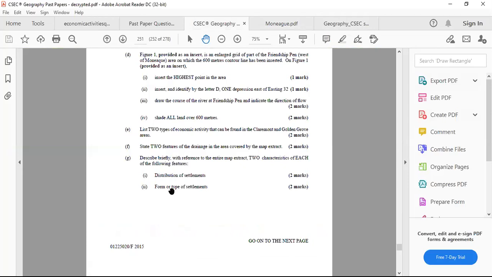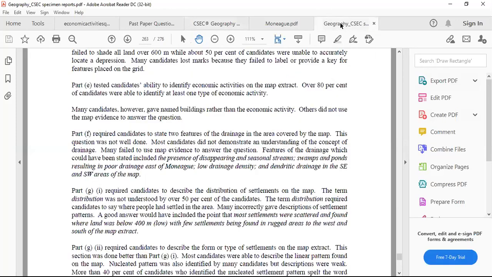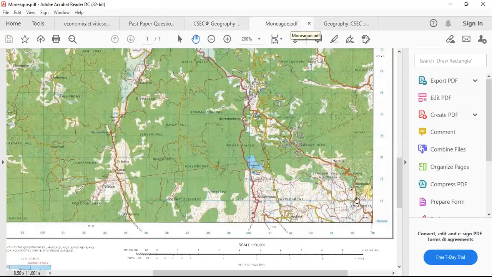So the last two areas, it says, briefly describe with reference to the entire map extract two characteristics: distribution of settlements, and form and type. So what is the difference between distribution and form and type? When you're talking about distribution, what will you describe? It's the way it is spread out. Very good. And in terms of spread, what are the words that we use when we use distribution?